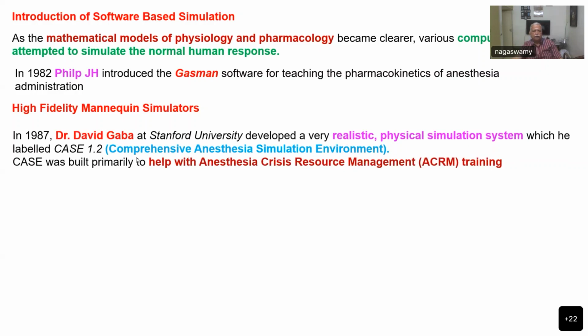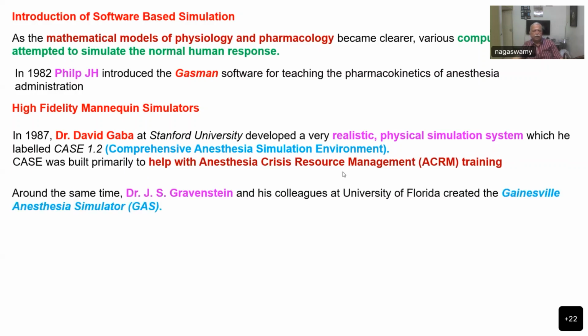So CASE is the abbreviation or acronym for that. CASE was primarily built with anesthesia crisis resource management. So initially it was only for crisis resource management. Then around the same time, J.S. Gravenstein at the University of Florida made another model which is called Gainesville Anesthesia Simulator or GAS. So CASE and GAS were the two high fidelity mannequins that were introduced.